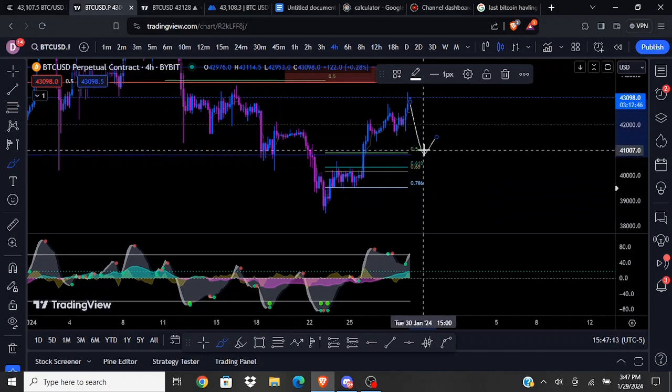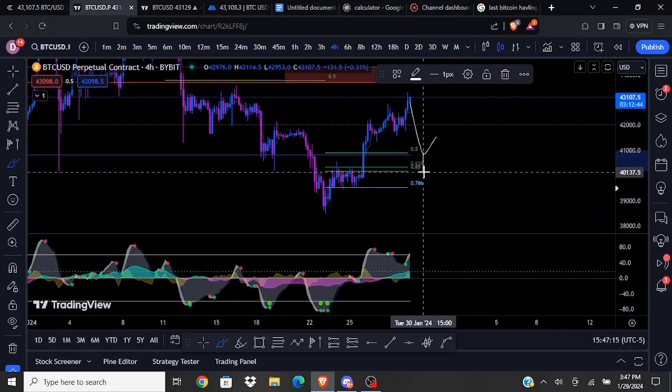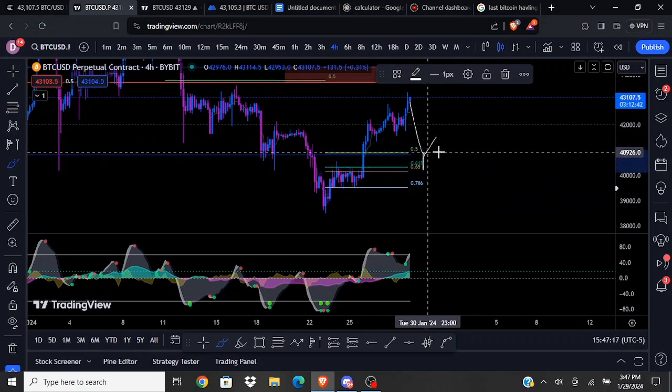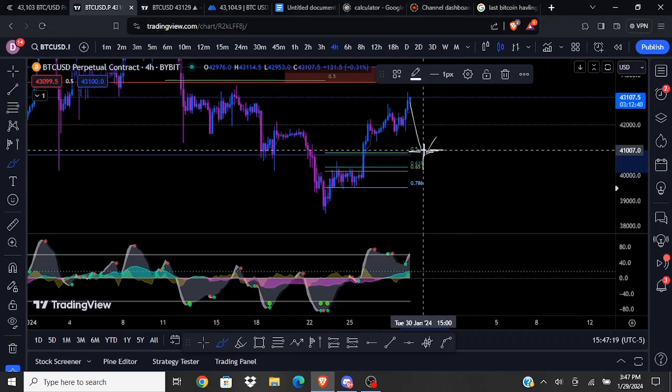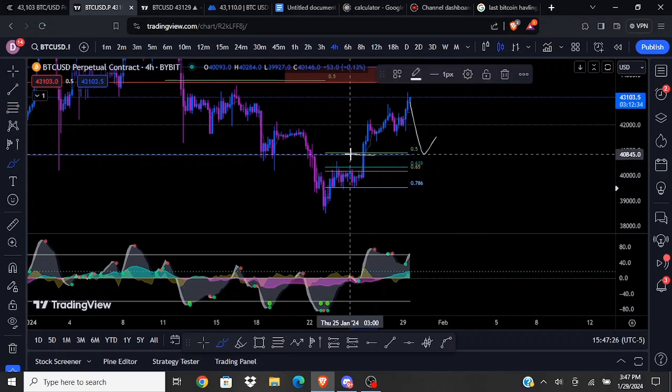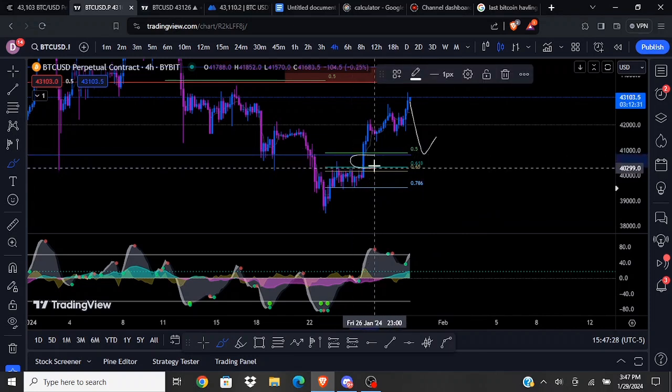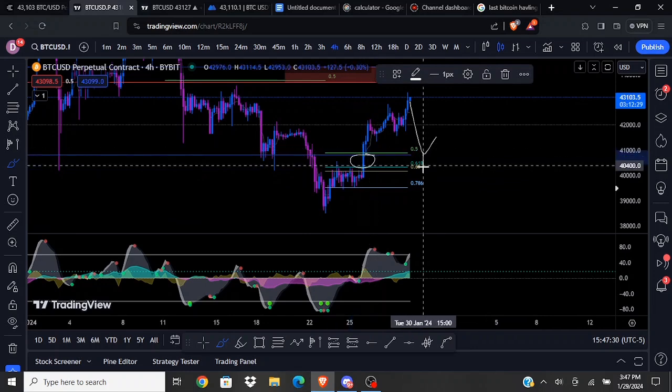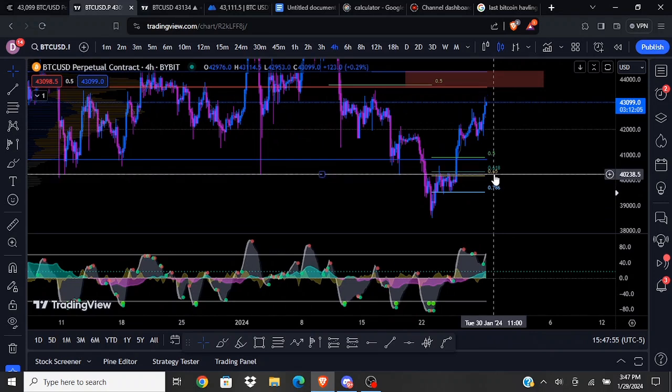I also think it would look good if we just quickly wick below it, maybe get a move down to this golden pocket, and then quickly reclaim the value area low. There is also an inefficiency leading up to this golden pocket, so I think that is a likely scenario where we just get a quick wick down there. And we have seen many wicks into the zone before.